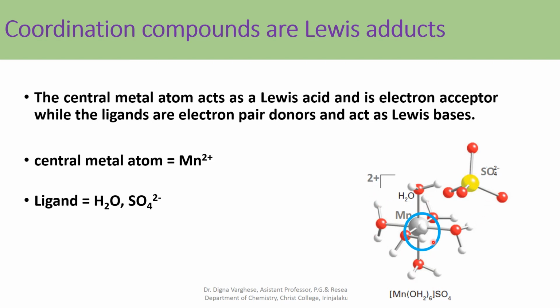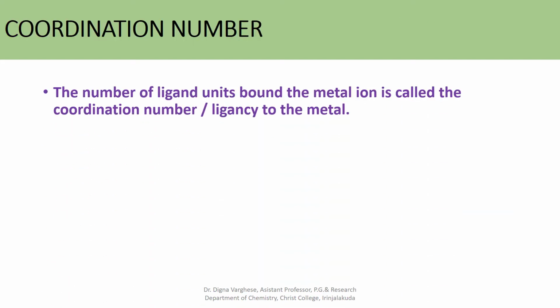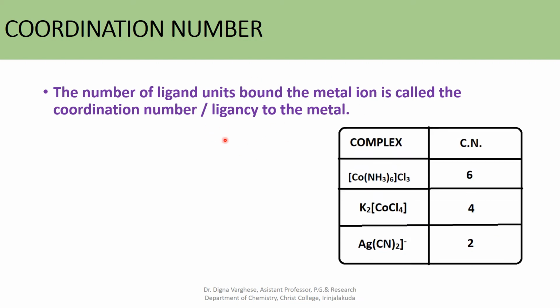Here the ligand acts as a Lewis base, that is, water acts as a Lewis base in which the oxygen atom donates its lone pair of electrons to the central metal atom of manganese. Now, coordination number. The number of ligand units bound to the metal ion is called the coordination number or ligancy of the metal. We can see from this table the cobalt complex. Here 6 ammonia neutral molecules are attached to the cobalt ion, forming a complex, and here the coordination number or ligancy of the metal atom is 6.